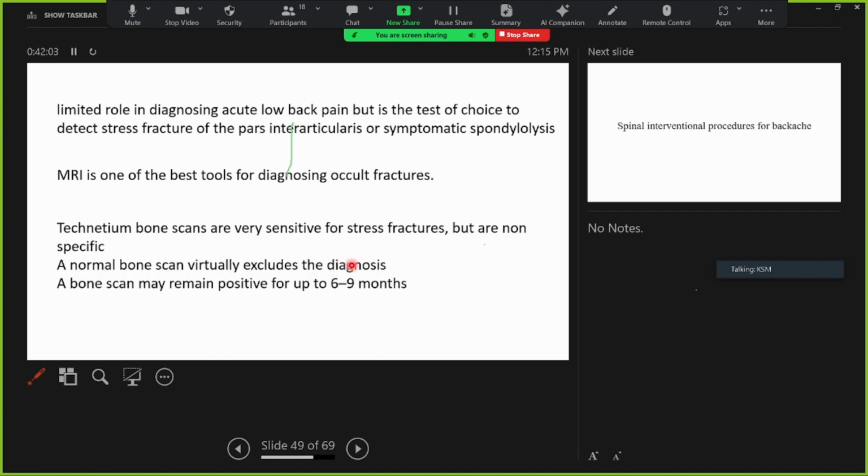Technetium bone scan is very sensitive for stress fractures but non-specific. A normal bone scan can exclude stress fractures. And it is usually positive for up to 6 to 9 months after a fracture.